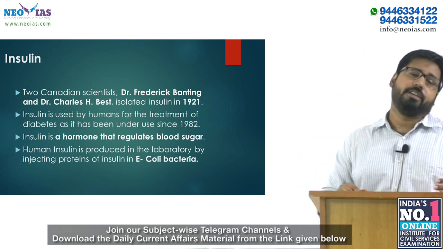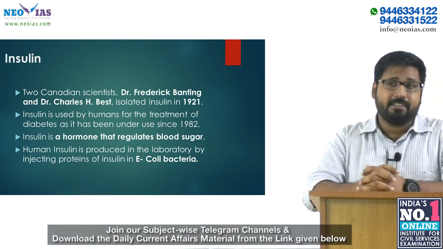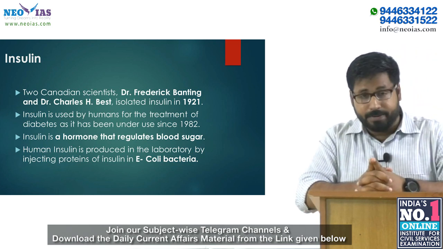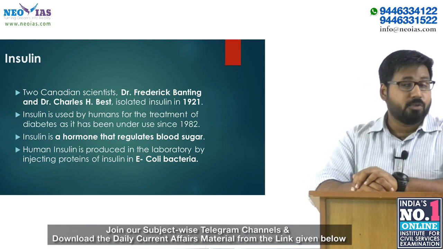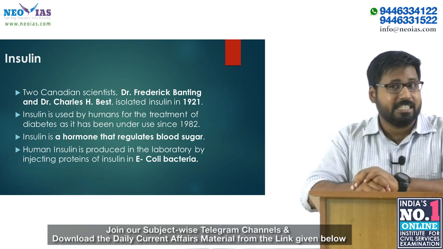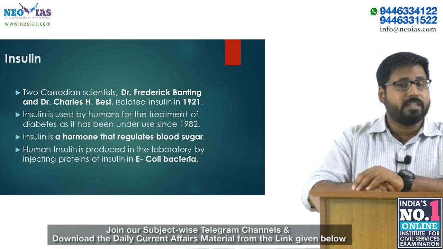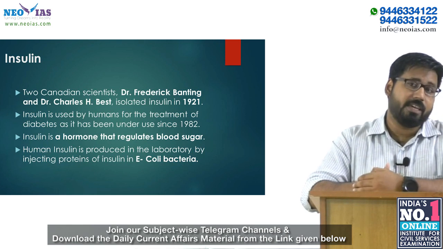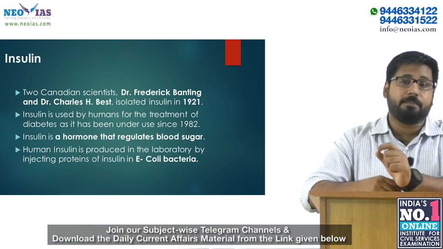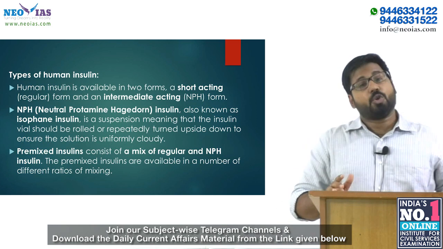Now we'll talk about insulin. Basically, two Canadian scientists, Dr. Frederick Banting and Dr. Charles H. Best, isolated insulin in 1921. Now insulin has been used by humans for the treatment of diabetes since 1982. Insulin is a hormone that regulates blood sugar. Now insulin is generated by our pancreas also. Okay. Now as I told you before, human insulin is produced in a laboratory by injecting proteins of insulin in E. coli bacteria. Now we'll talk about types of human insulin.